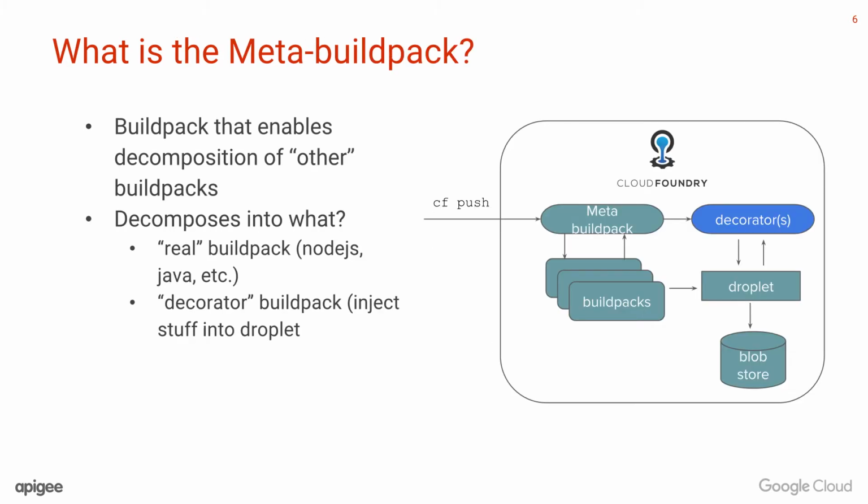So what's the Meta-buildpack? The Meta-buildpack is basically a build pack that decomposes other build packs. What does this really mean? It means that it decomposes things into real build packs, like Node.js, Java, the basic dependencies that your app might need, and Decorator build packs. These are the type of build packs that actually inject stuff into the droplet.